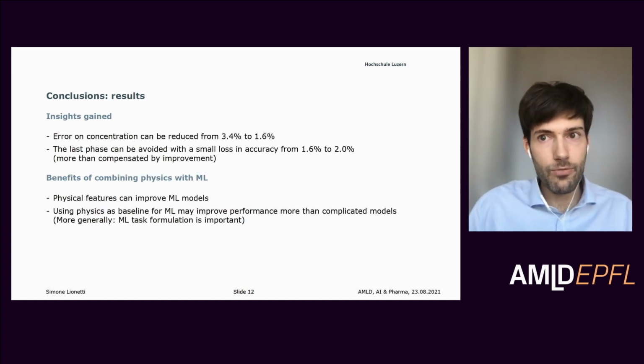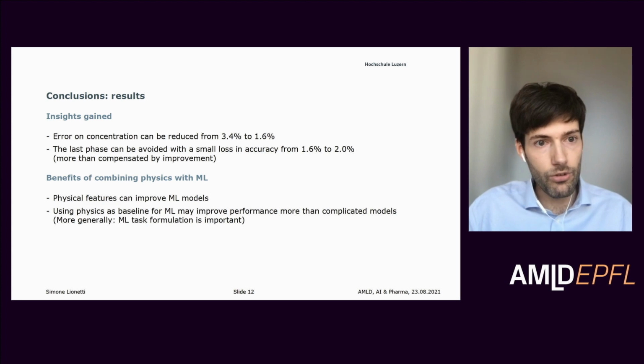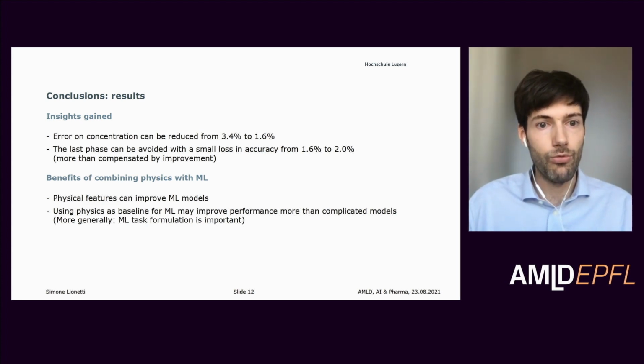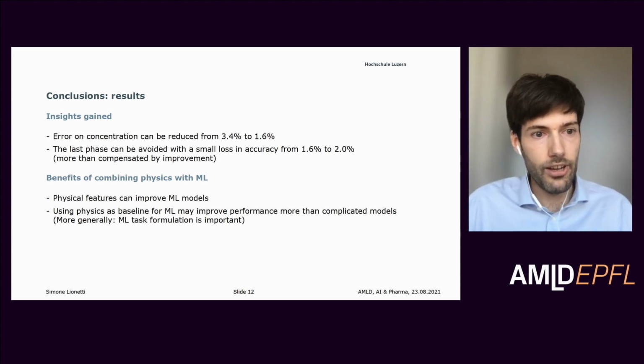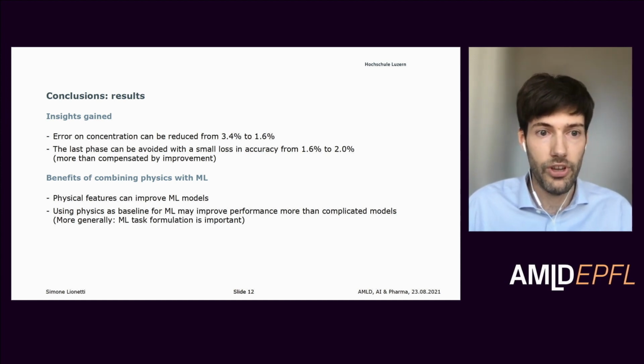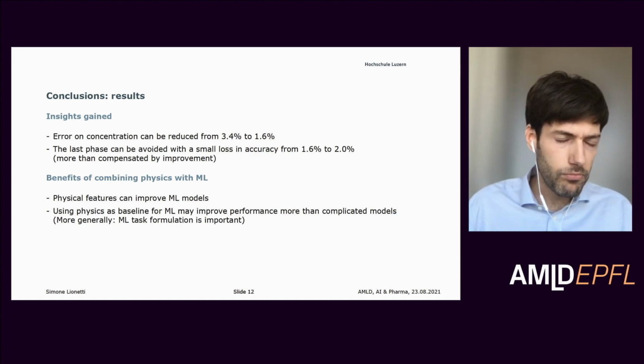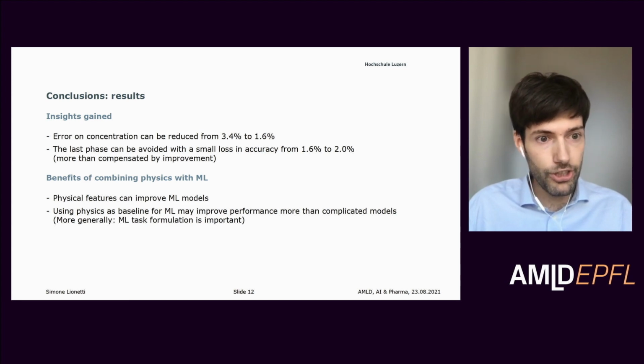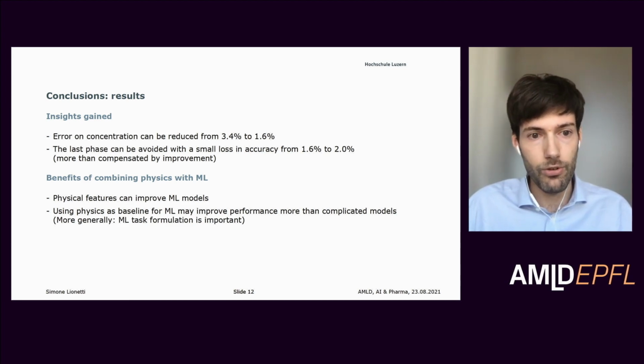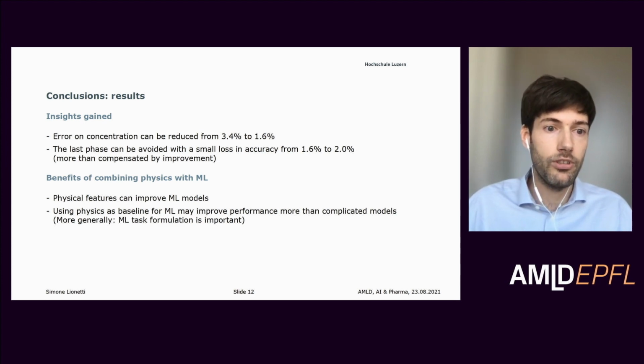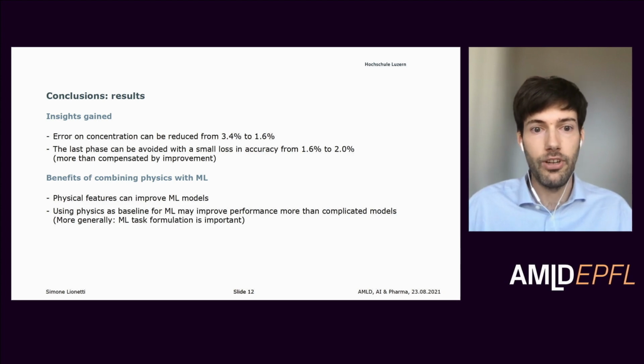In terms of insights we gained, the error on the concentration could be reduced from 3.4 to 1.6%. And the last phase can be skipped with a very small loss in accuracy, from 1.6 to 2%. And ultimately, we also saw that engineering features using physical knowledge can, of course, improve machine learning models, but more importantly, that using physical models as a baseline for machine learning can improve the performance significantly, and probably more than the choice of models for this type of problems.